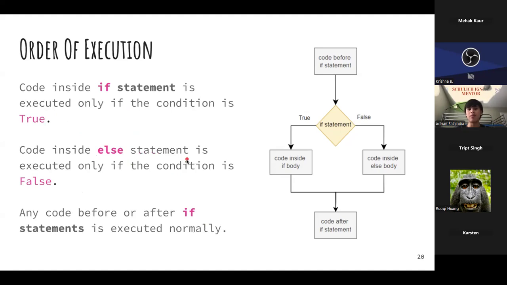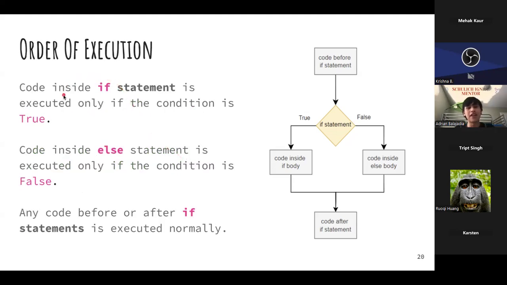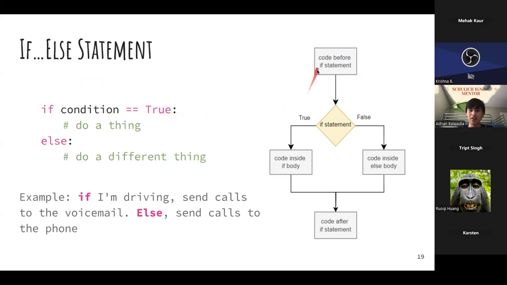Another thing to keep in mind is the order of execution. I don't know if I mentioned this earlier, but Python likes to read your Python script from the top to the bottom. So in this case, the code inside the if statement is executed only if the condition is true, which is right here. If this condition is true, we do something, but we don't proceed to the else. We just skip over that.